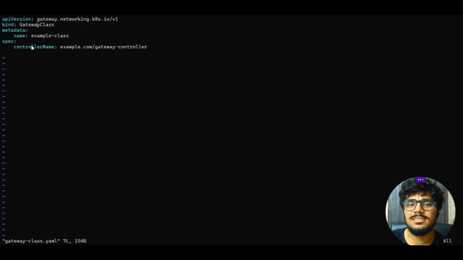API version is the same. Kind is gateway class, metadata name example class, and then the spec controller name. It's this particular thing. So any particular file, the gateway or any HTTP route that was actually being implemented in our application, was referring to this example class, if you can recognize. So they all were referring to this particular gateway class, or the blueprint that was actually laid earlier in our application, in our infrastructure.